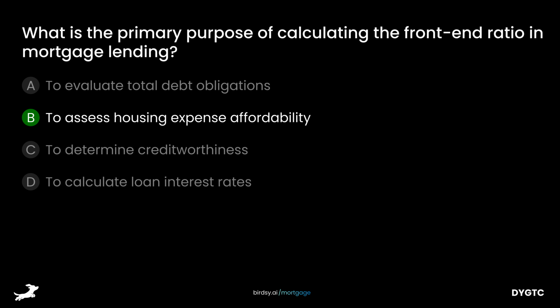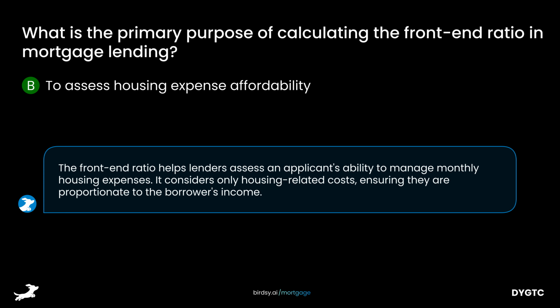The answer is B, to assess housing expense affordability. The front-end ratio helps lenders assess an applicant's ability to manage monthly housing expenses. It considers only housing-related costs, ensuring they are proportionate to the borrower's income.